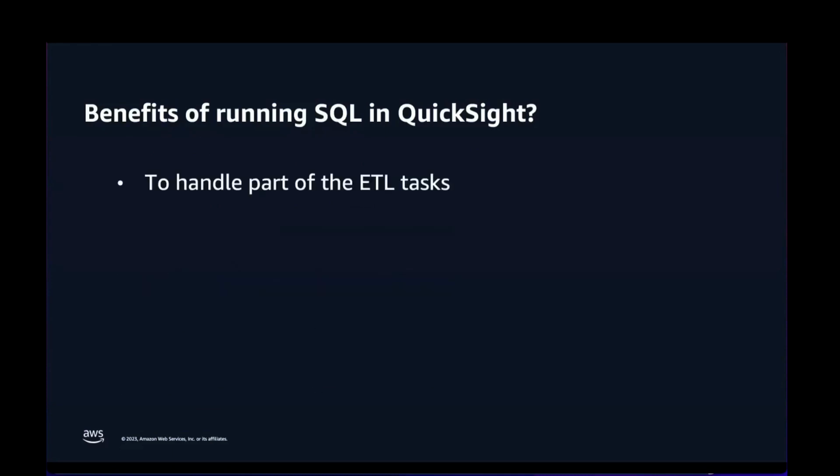So the reason behind is the first thing is they want to handle part of the ETL task. So normally, they will have a data warehouse to handle the data transformation. However, they may still want their BI tools to handle part of the data transformation. And some of the customers, if they don't have a huge data volume, may not even have a data warehouse. They may connect to their transactional database and retrieve data from there. So they will treat QuickSight like part of their ETL tools. So that's why they want to use the SQL.